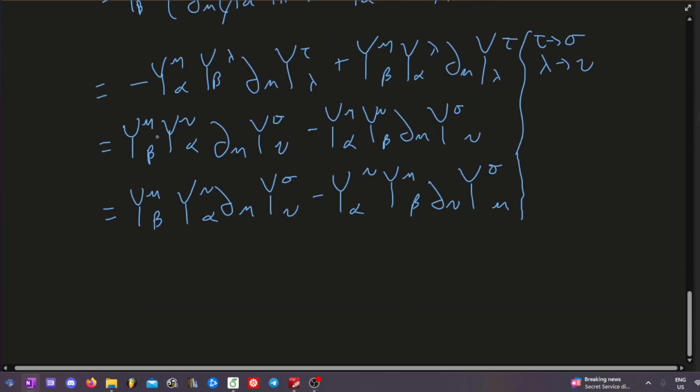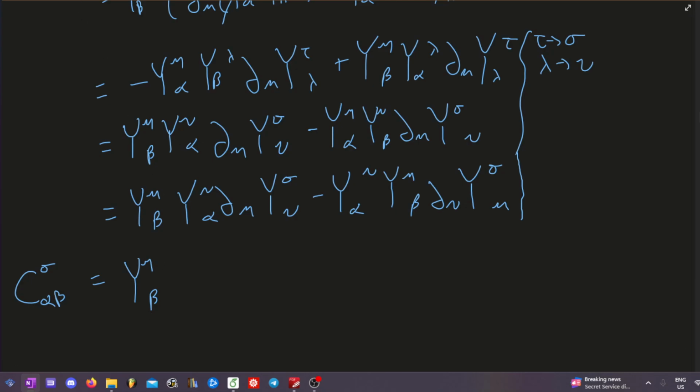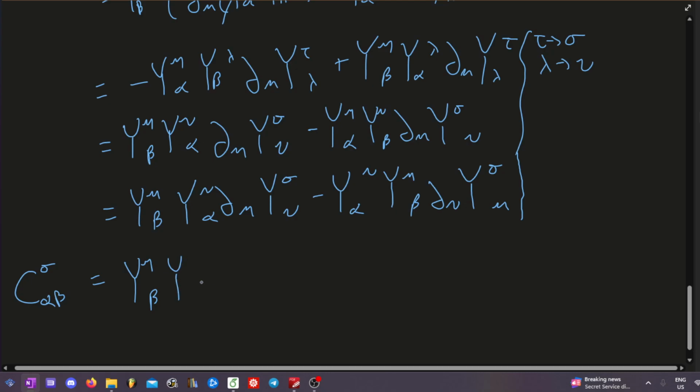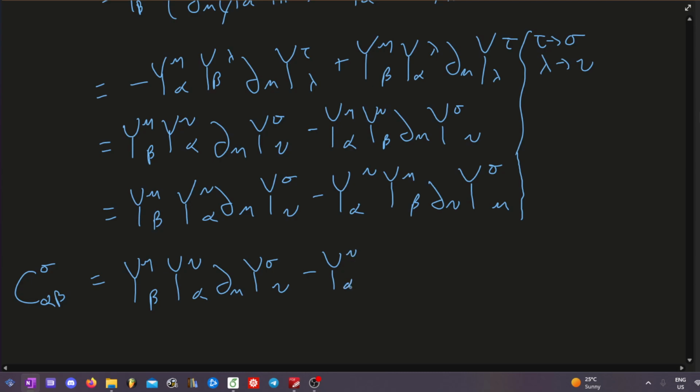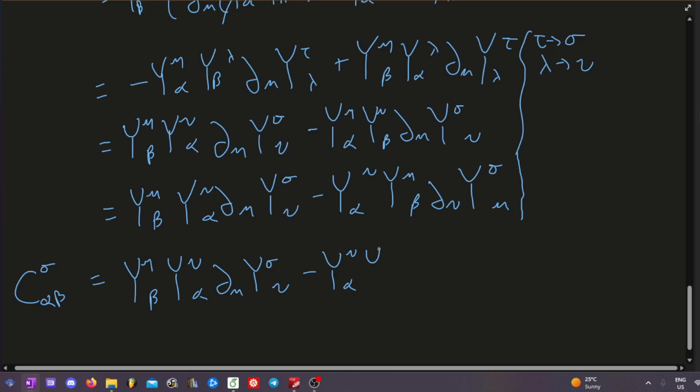We've rewritten tau as sigma, so the left-hand side is going to be c sigma alpha beta equals y mu beta y nu alpha del mu y sigma nu minus y nu alpha y mu beta del mu y sigma mu. Okay, so we're getting very close now.